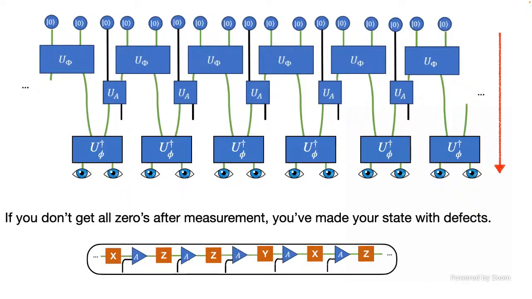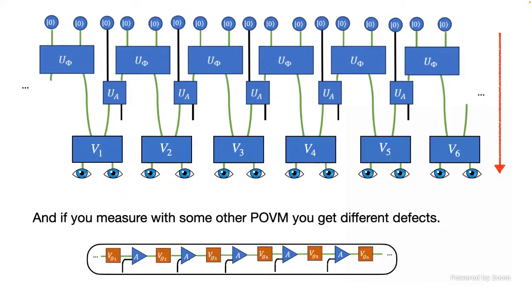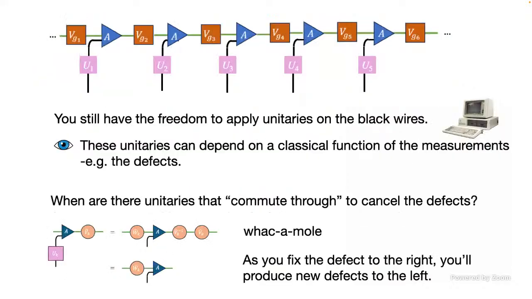And if you don't get lucky, what happens? Well, you get a bunch of states with defects. This is what you wanted, A, and actually there's some other defects. So what can you do? Well, instead of measuring in the Bell basis, you can measure some other basis, and you still get a lot of defects. So the only thing you have the freedom to do at the moment is to apply unitaries to the black wires. These are the only thing that you're sitting on at the end of your circuit.